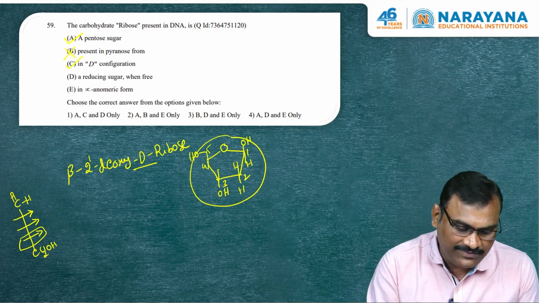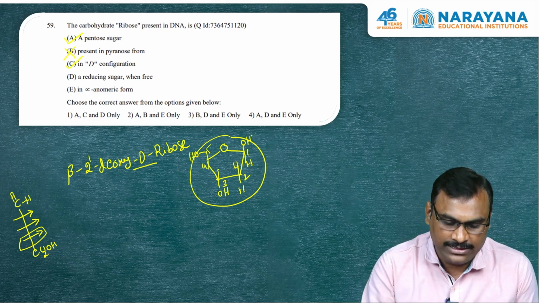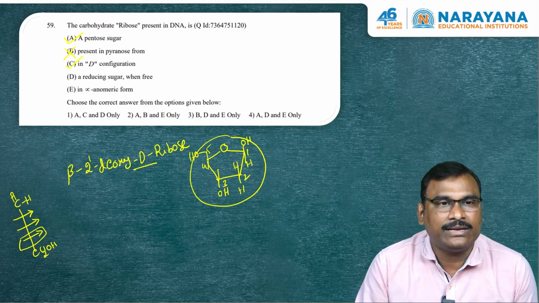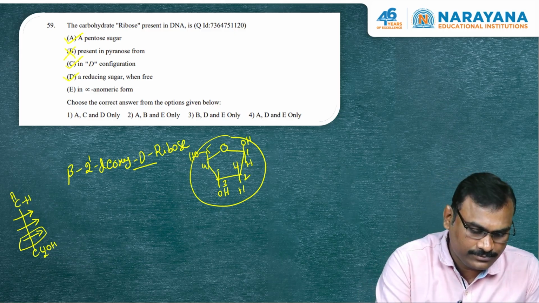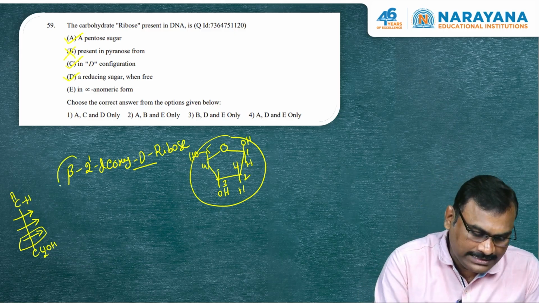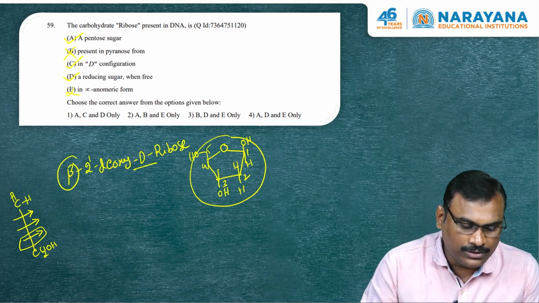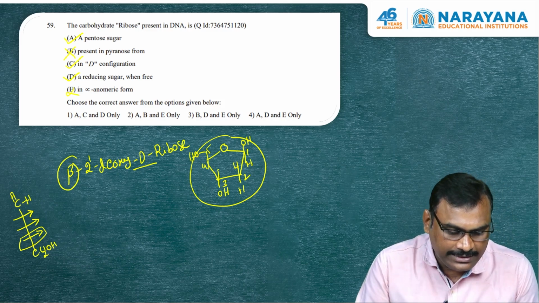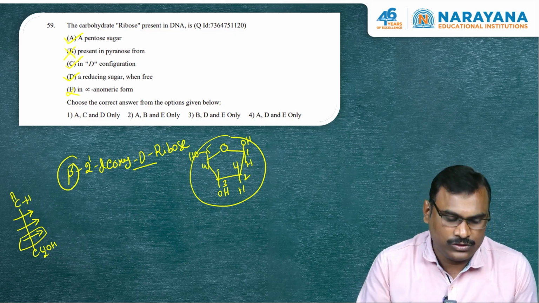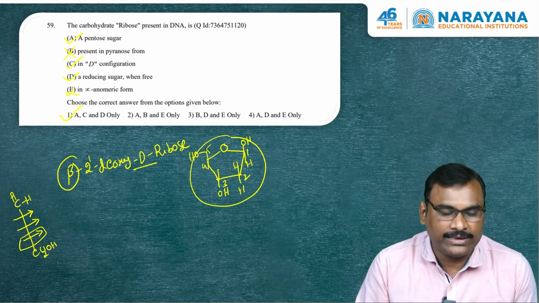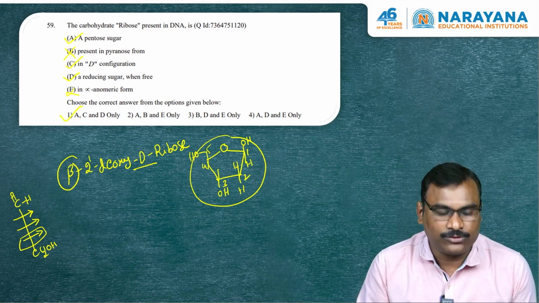It is a reducing sugar when it is free. Yes, because of having anomeric OH, it easily reduces, as in the Tollens test and Fehling test. And is it alpha anomeric form? No, it is a beta form. So, the options given, A, C, D only are correct for the question. So, option 1 is the correct one. Now, go for the next question.